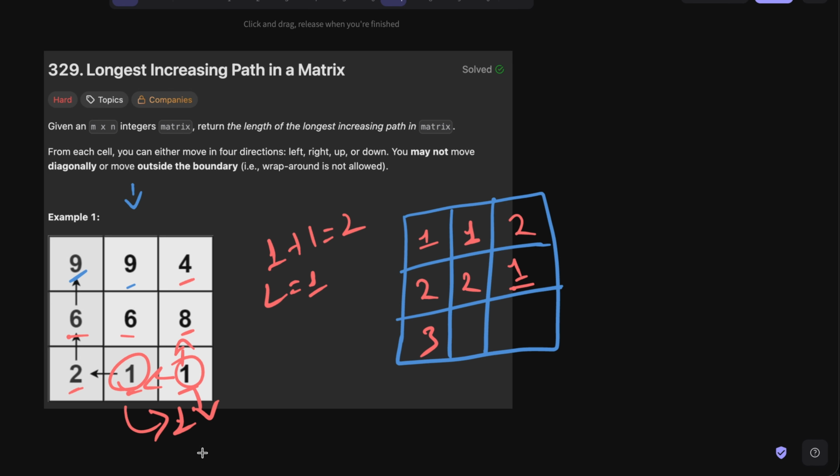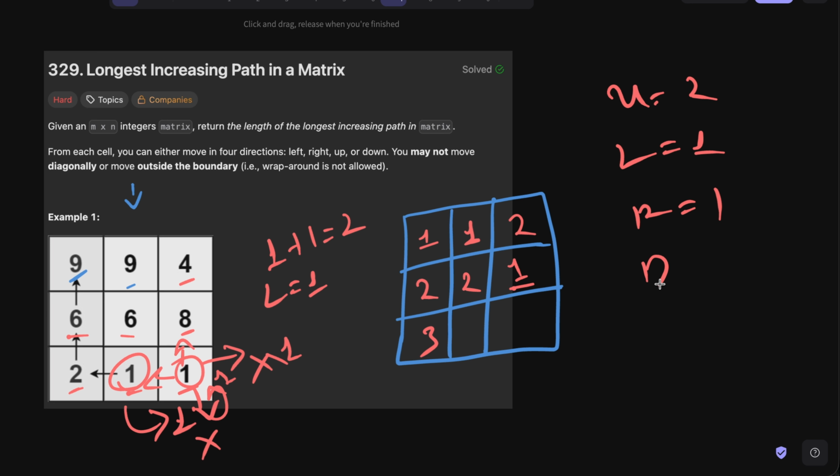If I try to go down, I cannot do that because that is out of bounds. So I will return back with a length of 1. If I try to go right, it is also out of bound. 1 length again. So it means the up candidate is 2, the left is 1, the right is 1, the down is also 1. So the maximum is 2, so I will store 2 here.